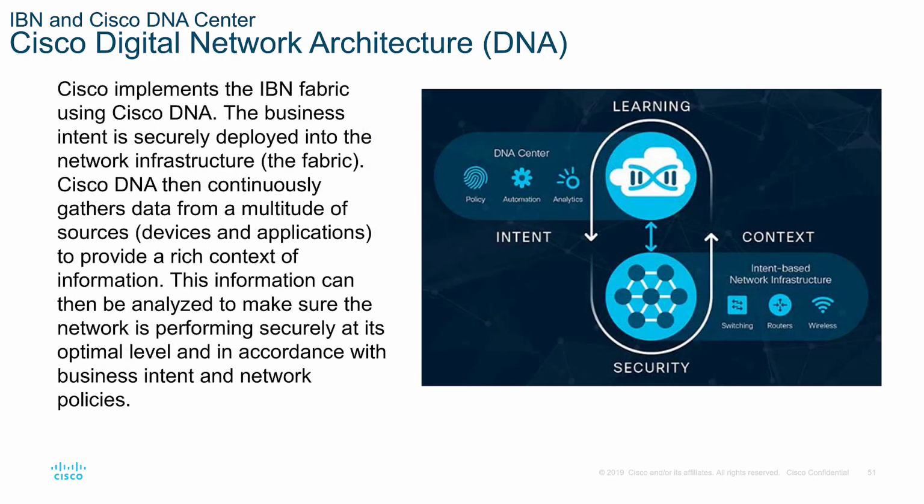Cisco has implemented the IBN fabric using what's known as the Cisco DNA. Basically, the business intent is to be securely deployed into the network infrastructure, i.e. the fabric. The DNA will then continuously gather data from multiple sources and then make necessary modifications. This information can then be analyzed to make sure that the network is performing securely at the optimal level and in accordance with the intent, network policies, and any compliance requirements that are necessary.